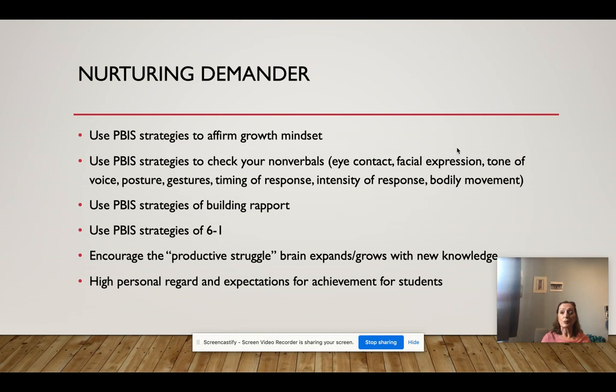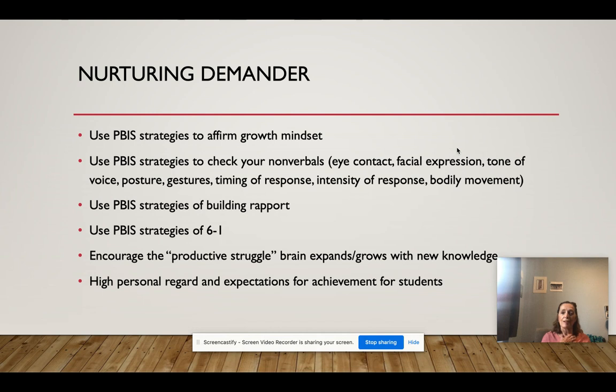When we take in new information, it hurts. It's a pain in the head sometimes. You're going to use PBIS strategies to check your own nonverbals and those positive behavior intervention support strategies of that conscious use of yourself.